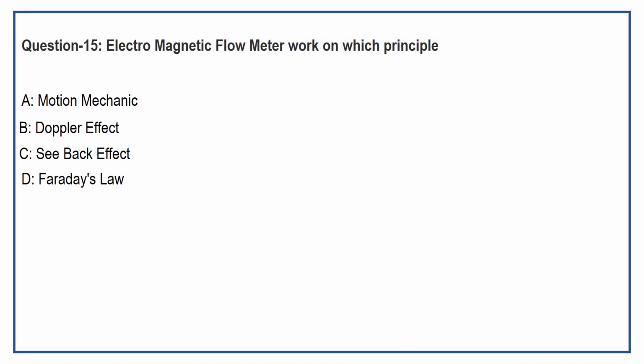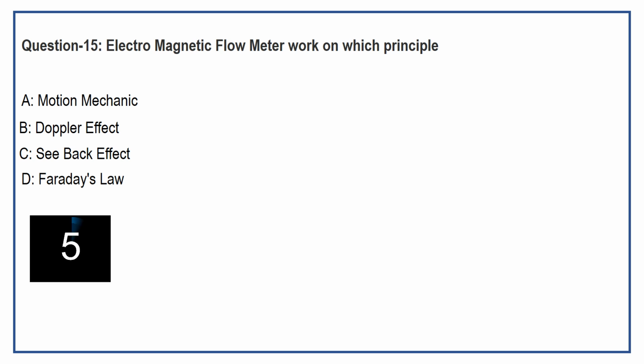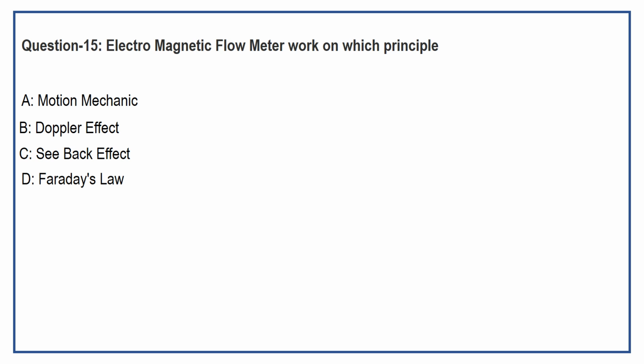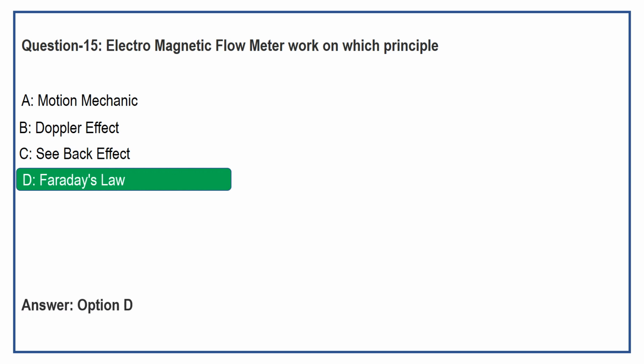Next question is, the electromagnetic flow meter works on which principle? Let's see the options. Option A, motion mechanics. Option B, Doppler effect. Option C, Seebeck effect. Or option D, Faraday's law. So the correct answer of this question is option D, Faraday's law. Yes friends, electromagnetic flow meter works on the Faraday's law principle.